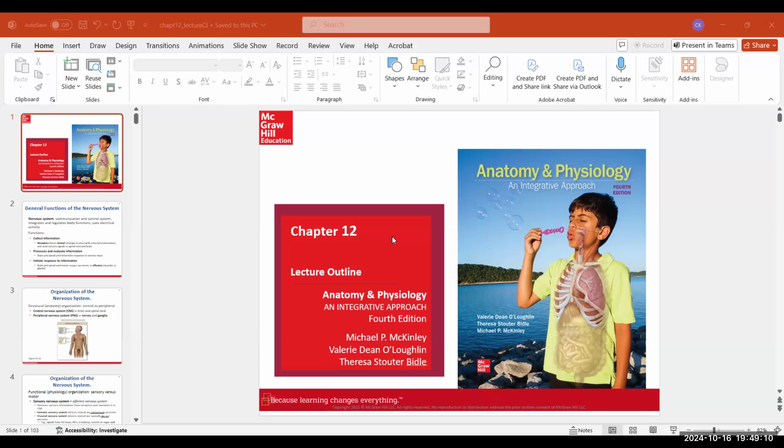Now, we briefly went over a little bit of the anatomy of a neuron when we were studying the tissues back in chapter 5, but we didn't get into the actual specifics of a neuron, which we will in chapter 12 lab and lecture. So we'll get there.